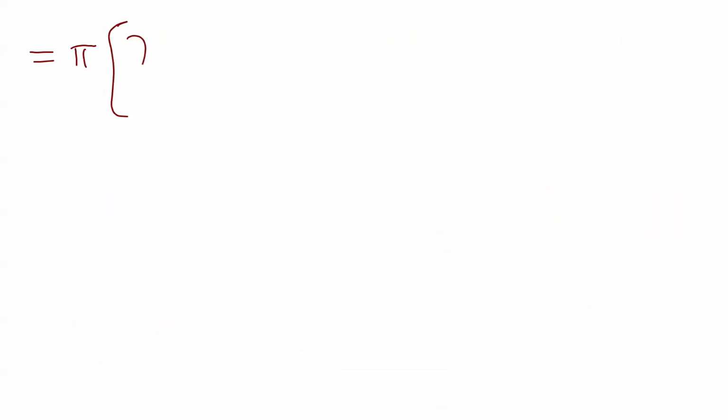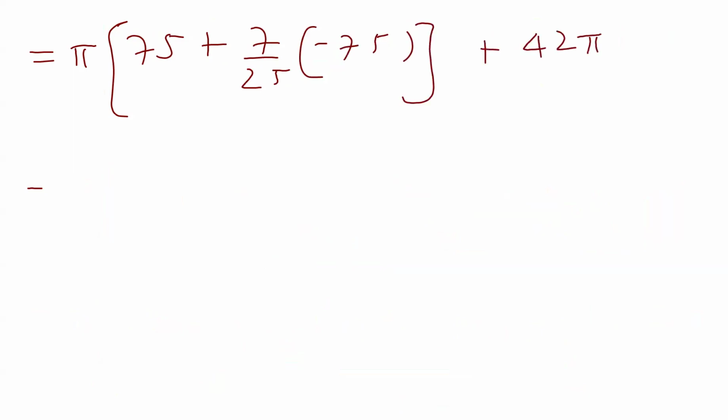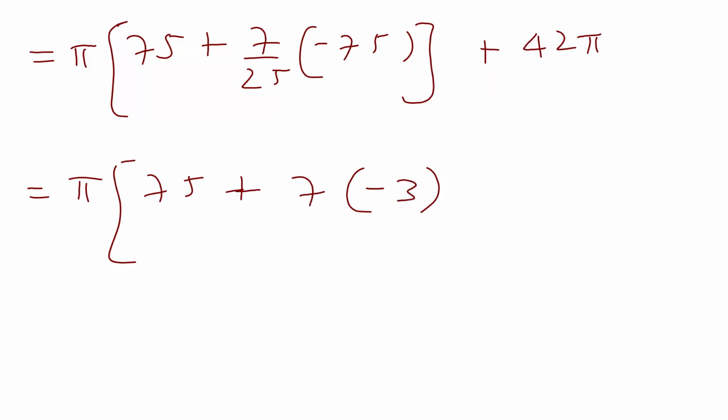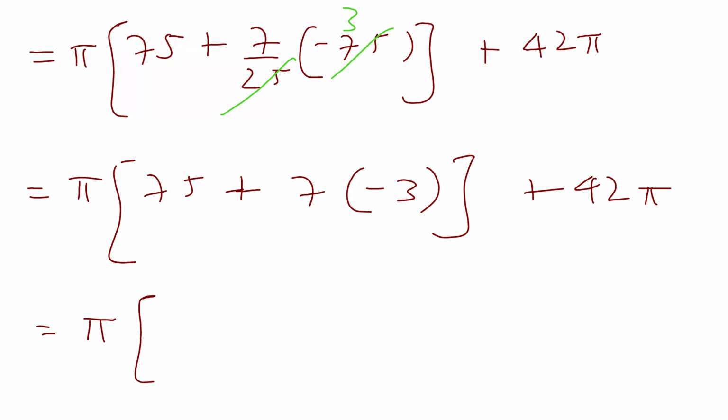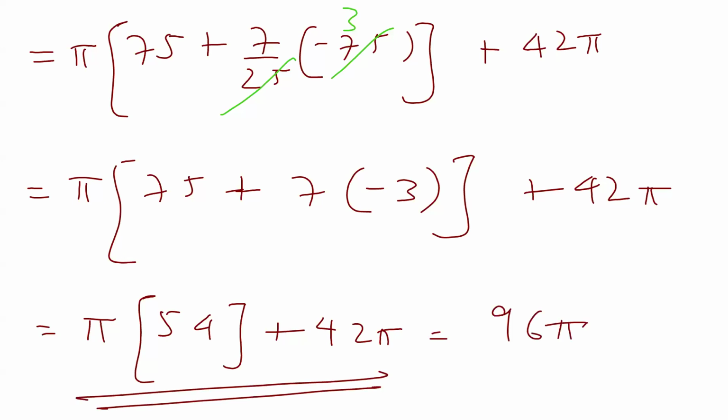So pi into 75, 7 upon 25 into minus 75, plus 42 pi. Pi into 75 plus 7 into minus 3, 25 threes are 75 along with a minus sign, plus 42 pi. Pi into 75 minus 21, that is 54, plus 42 pi. So this is equal to 96 pi. Since we are talking about area, change in the area, we are calculating dA by dt. This will be centimeter square per minute, as the problem is in terms of minutes.